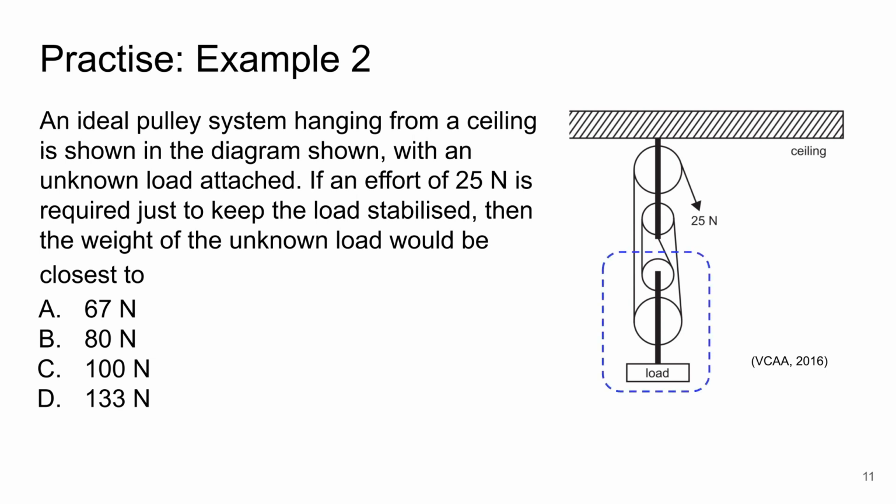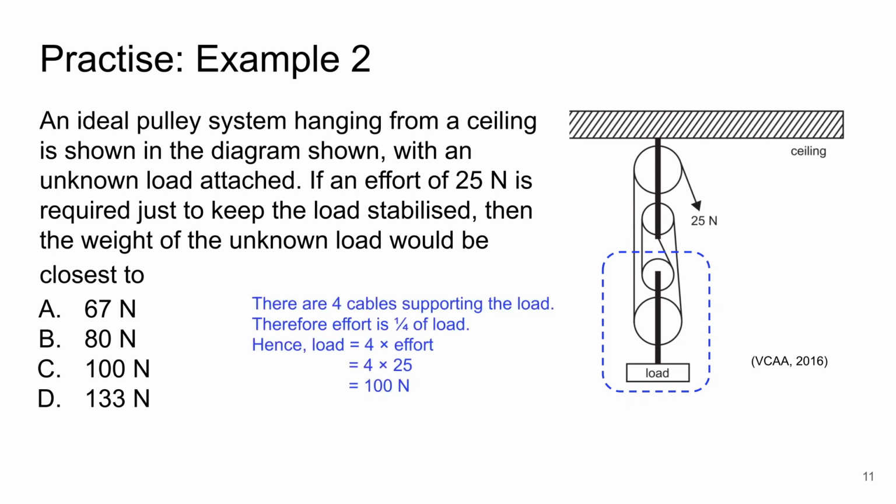Now the first thing we need to do is draw an imaginary box around the movable pulley and load system so that we can consider the movable pulleys and the load as a single system. And once we've done that, it becomes very clear that there are actually 4 cables that are supporting the system with the movable pulleys and the load. Therefore, the effort must be 1/4 of the load. And given that we do know that the effort is 25 newtons, the load must be 4 multiplied by 25, that's 100 newtons, and therefore the answer is C.